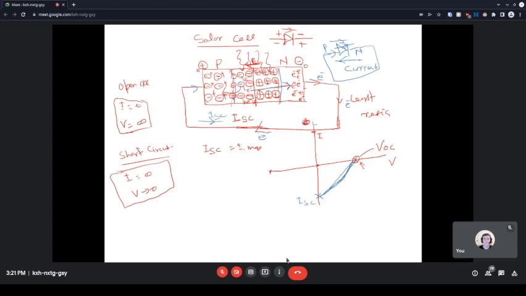This is how the curve looks when there is short circuiting and open circuit voltage. This is the short circuit current and this is the open circuit voltage. Does anyone have any doubt up to here?